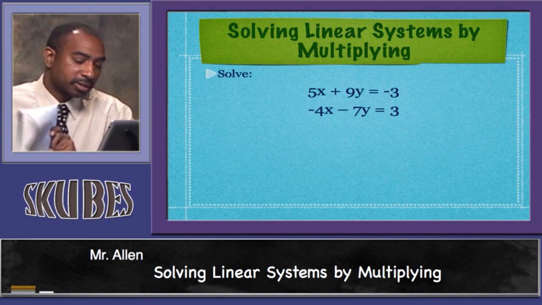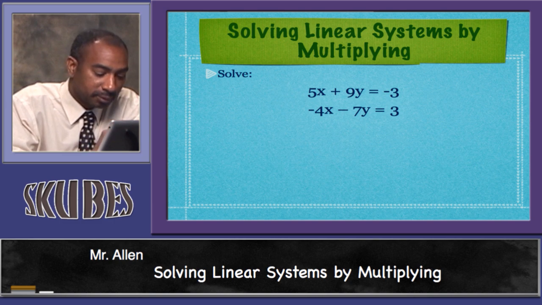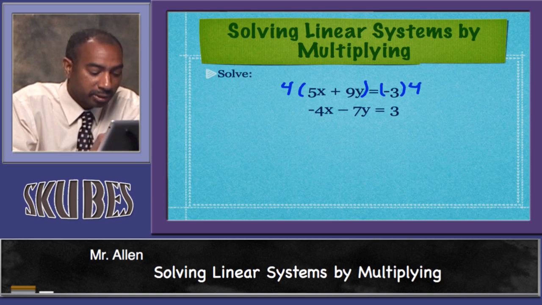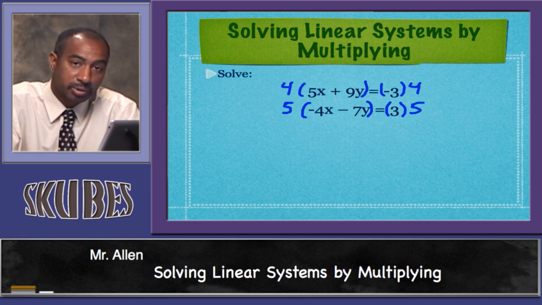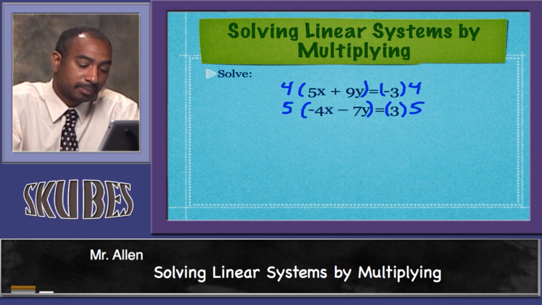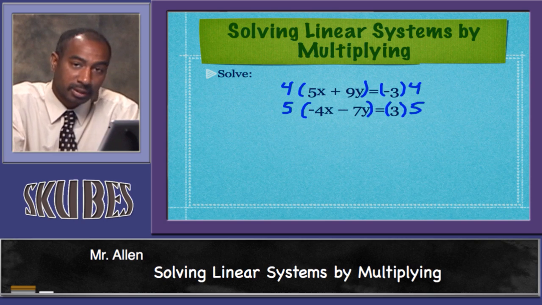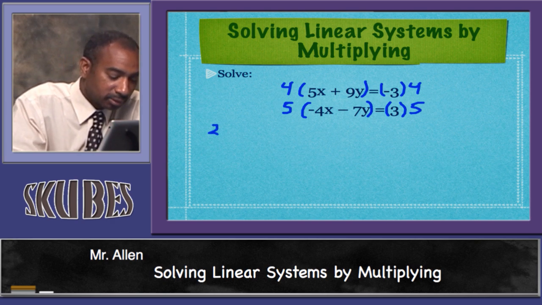So you have to decide which one you're going to eliminate. I could eliminate the x's, but I have to multiply the top equation by 4. And I have to multiply the bottom equation by 5. And when I do that, I get opposites for the x terms, because I have a 20, then I have a negative 20. But you have to multiply everything in the equation by 4 up top and everything by 5 in the equation below.